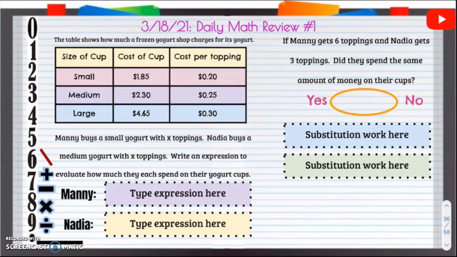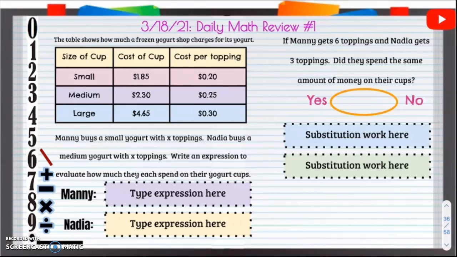The table shows how much a frozen yogurt shop charges for its yogurt. So here's the size of the cup, small, medium, large. Here's the cost of the cup. Here's the cost per topping. Now, Manny buys a small yogurt with X toppings. Nadia buys a medium yogurt with X toppings. We're going to write an expression to evaluate how much they each spend on their yogurt cups.